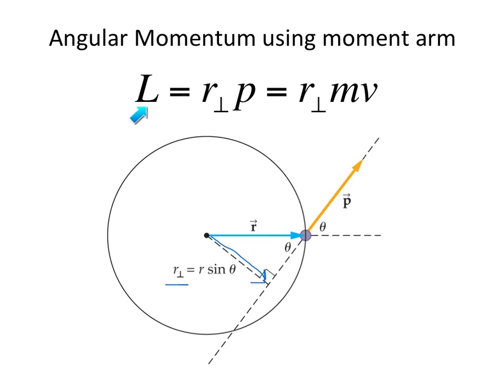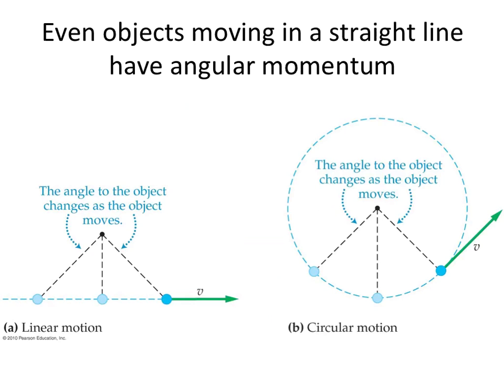But angular momentum is still radius times your linear momentum. You just need to account for whether it's 90 degrees or not. So things that have momentum in a circle obviously have angular momentum, but things that have momentum in a straight line also have angular momentum. So if this object right here, this point, has momentum, and it's moving in a straight line right there, with respect to this point, it still has angular momentum because it's moving past it.